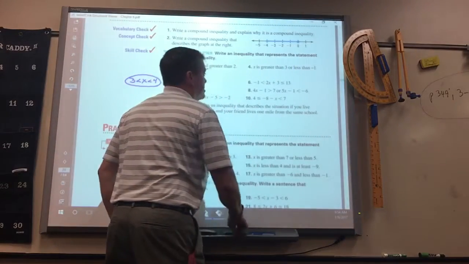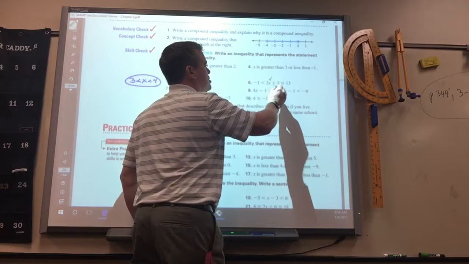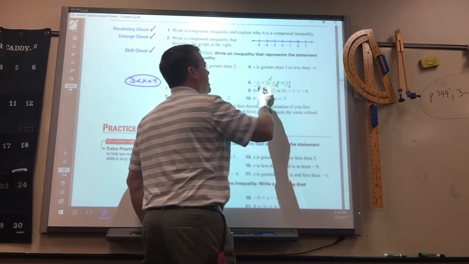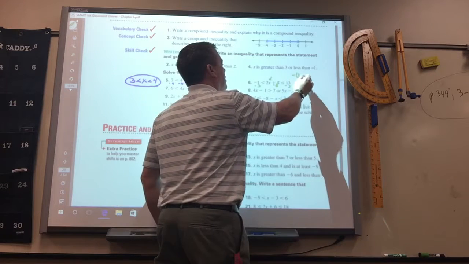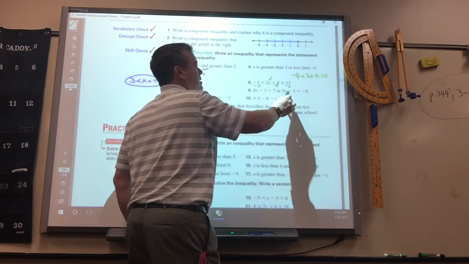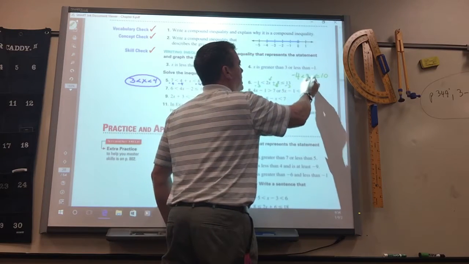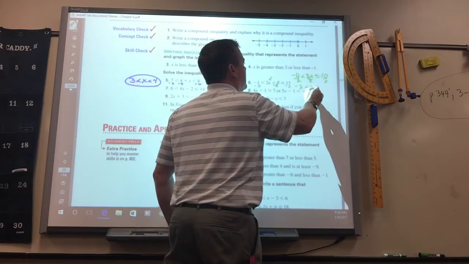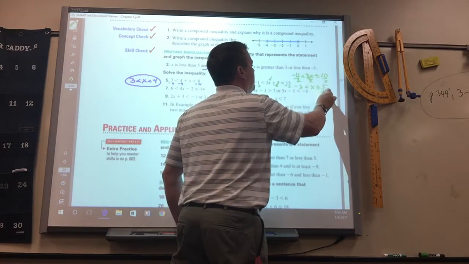So for number 6, get the x by itself. So subtract 3, subtract 3, subtract 3. You'd have -4 less than 2x less than or equal to 10. Then divide everything by 2. And you'd have -2 is less than x is less than or equal to 5.